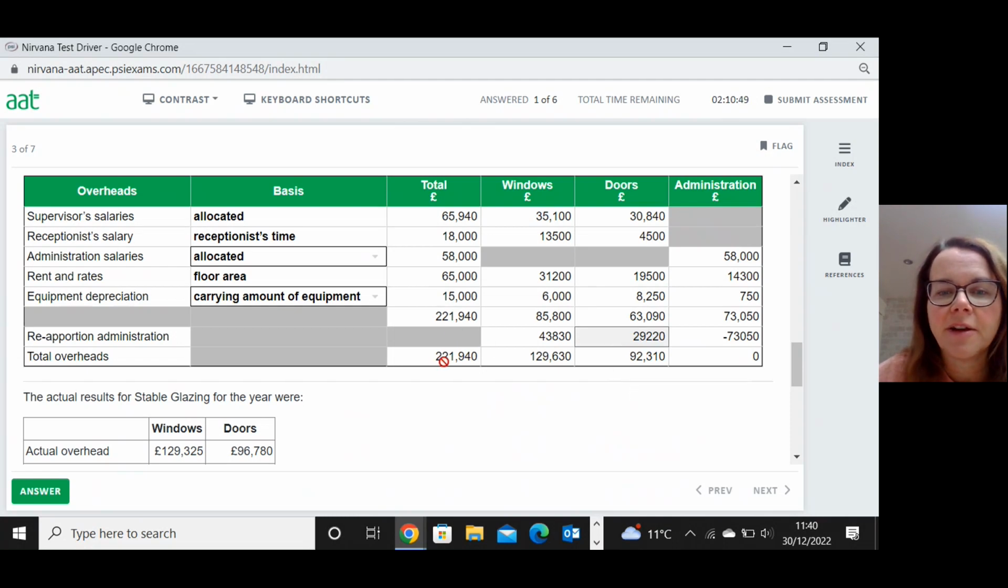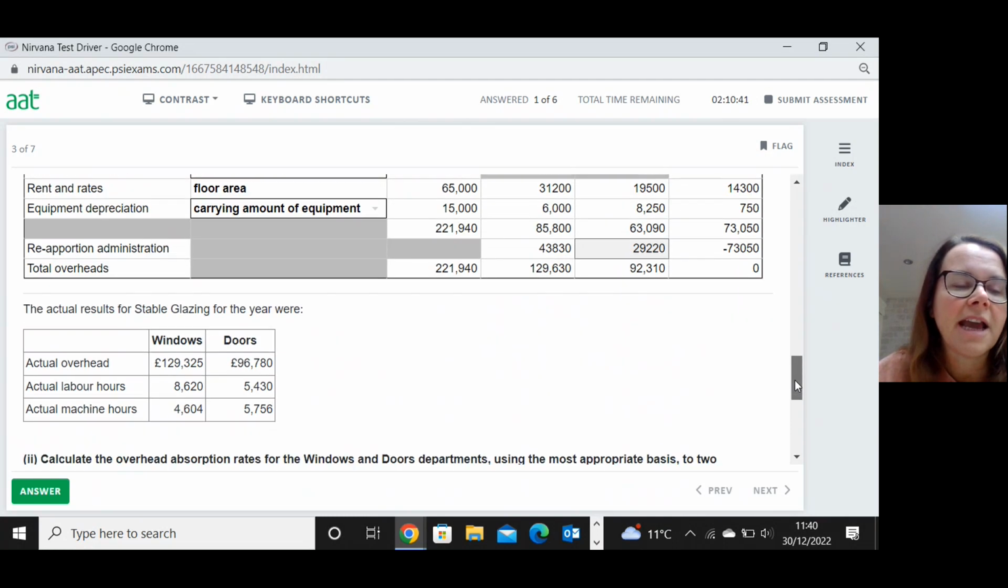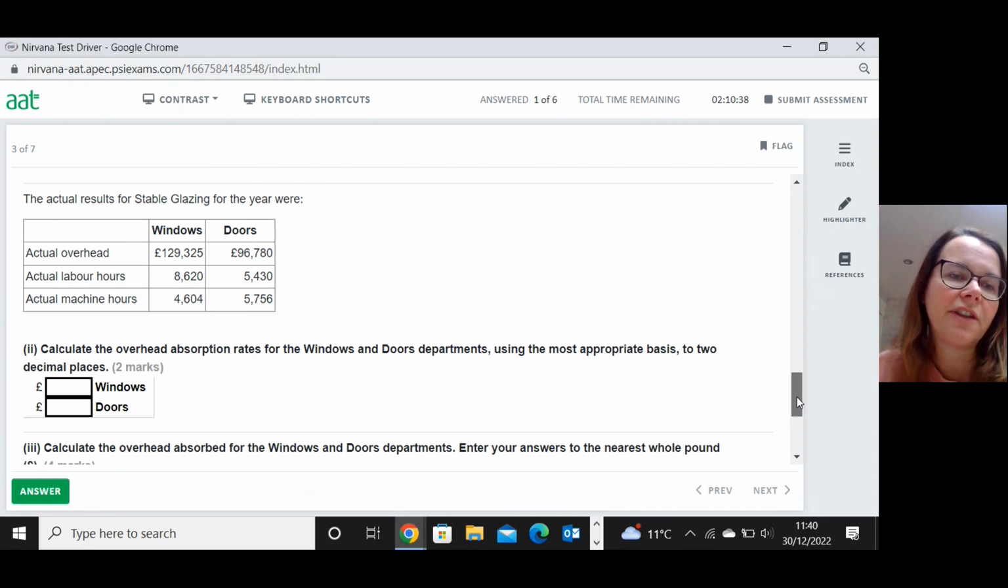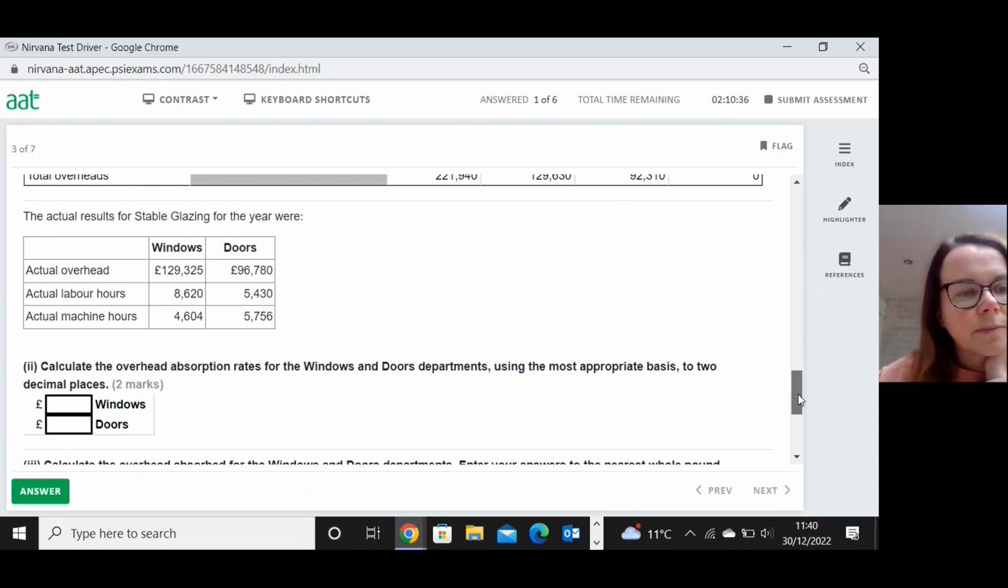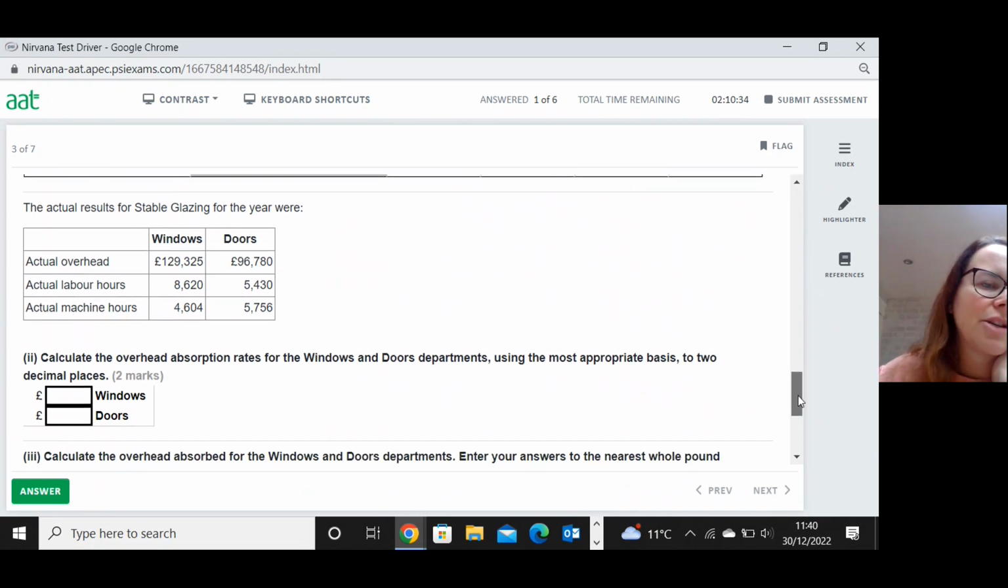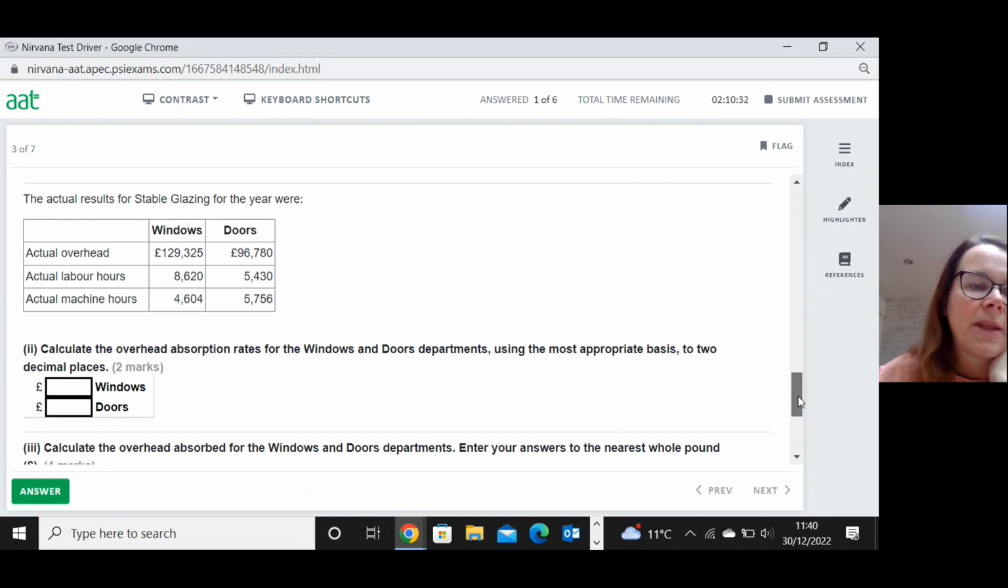Okay, and we can see that that total stays the same because we've just reapportioned from admin into the two cost centres. The actual results for stable glazing for the year were, so we've got the actual overheads, the actual labour hours, the actual machine hours. Calculate the overhead absorption rate using the most appropriate basis to 2 decimal places.